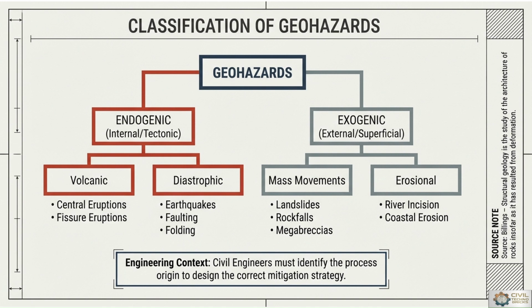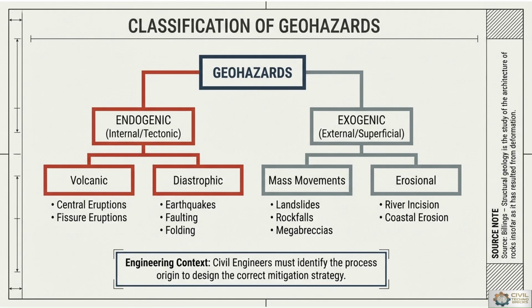Again, endogenic is divided into two parts, volcanic and diastrophic. Volcanic are the central eruptions or those due to fissures, while diastrophic are due to earthquakes, faulting or folding activities within the earth's crust. On the other hand, exogenic is divided into two, mass movements and erosional. Mass movement includes landslides and rock falls, whereas erosional consists of river incision and coastal erosion.